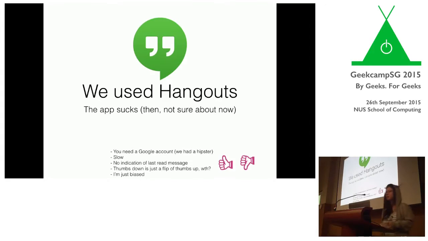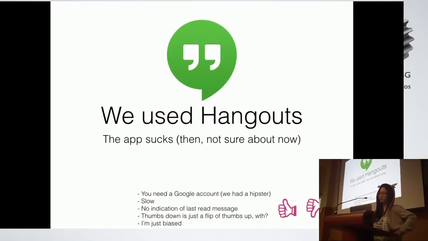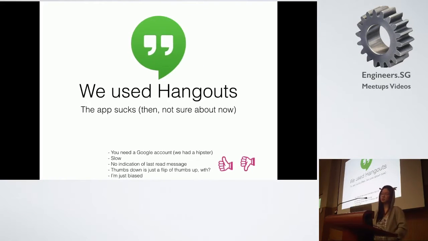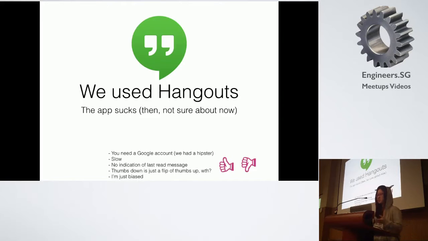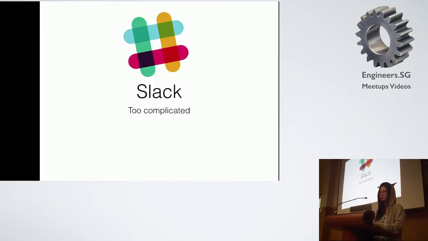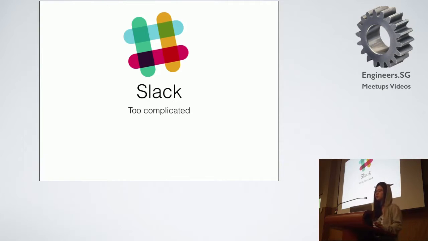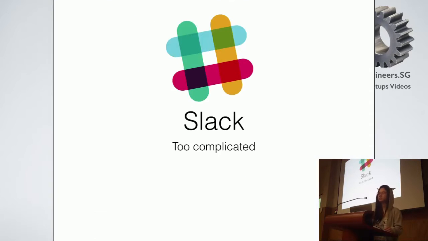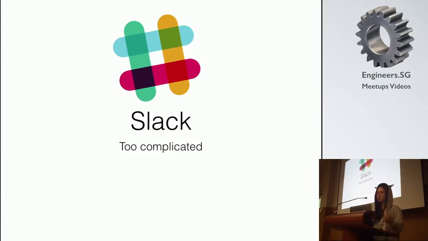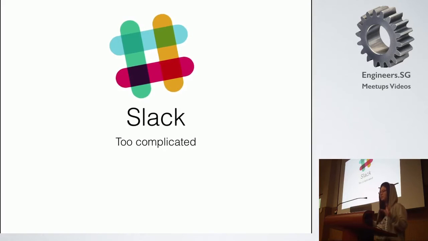And we used Hangouts, about a bit more than a year ago. The app was a bit unresponsive, and a bunch of other stuff which I didn't like, but I'm just biased. And we had a hipster in our group who didn't really like Google, so I don't want to sign up for a Google account to use Hangouts. Then I found out about Slack just this year. Slack is a tool for team collaboration used in software development companies, I guess, but it's a bit too complicated as a messaging client. There are channels, there are threads, upcoming threads. We just want to chat, you know.